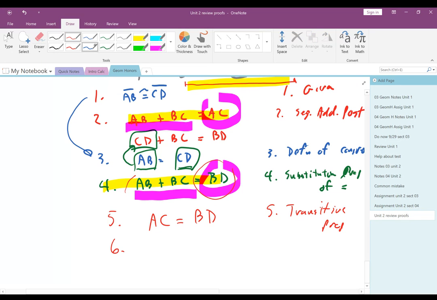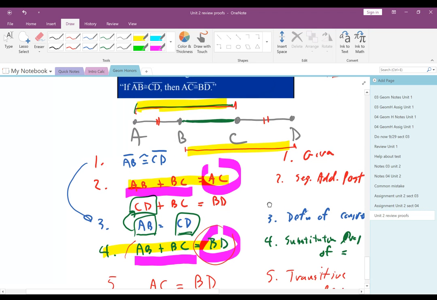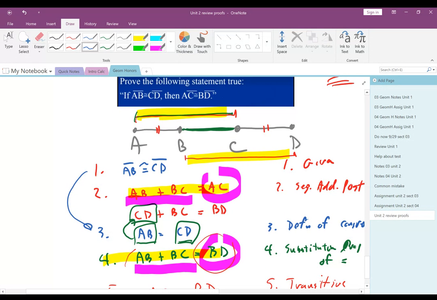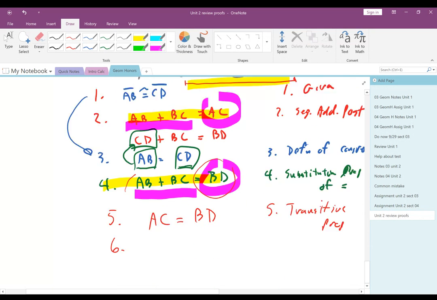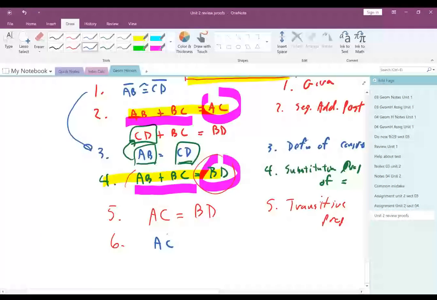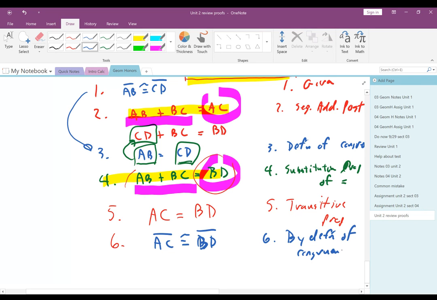And so now the last step is just to actually say what we want to prove. We didn't actually say exactly what we want to prove. We want to say AC, the segment, is congruent to BD, the segment, not just the length. And that is by definition of congruency, or definition of congruent segments. All right.